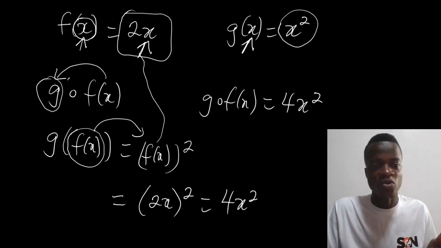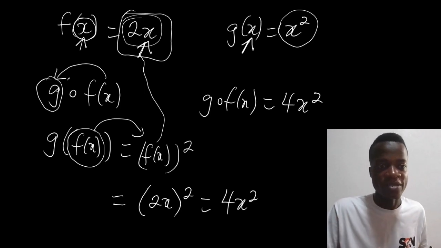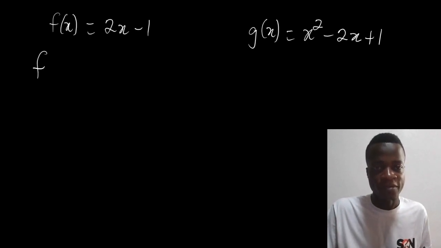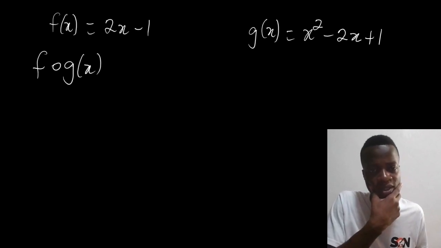Okay, so let's look at another example. Here, they are just simple functions, g of x, f of x. Let's move a little further and see if we have a function like this. Now we have g of f of x and others, right? I'm going to have to do f of g of x. This is what we are asked to do. So how do I do that?